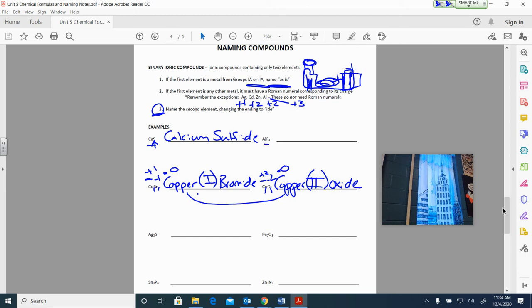Go back up to this easy one. I look at aluminum. I notice that in my rule number 2, it says aluminum is an exception. It doesn't need Roman numerals. So then I just name it. Al is aluminum. Don't change it. Just write down its name.